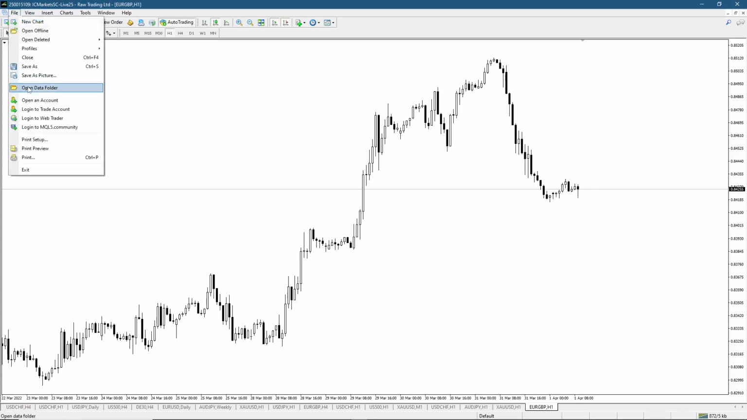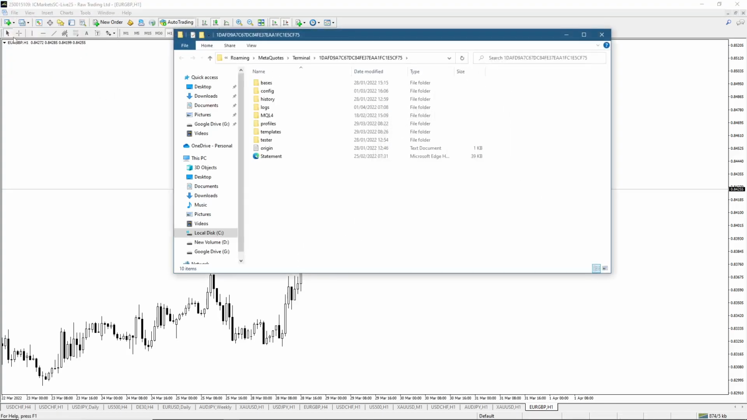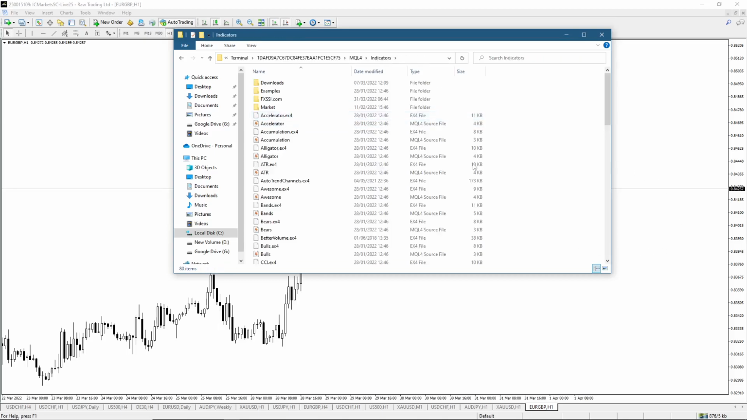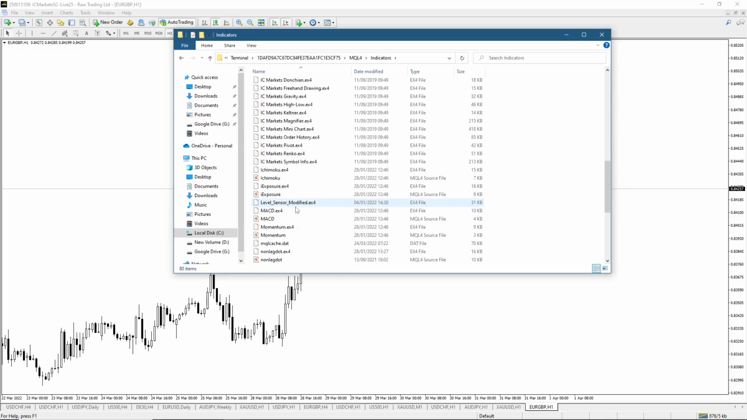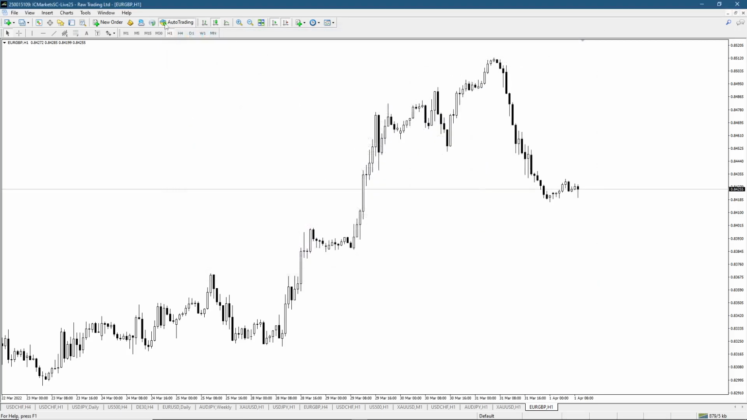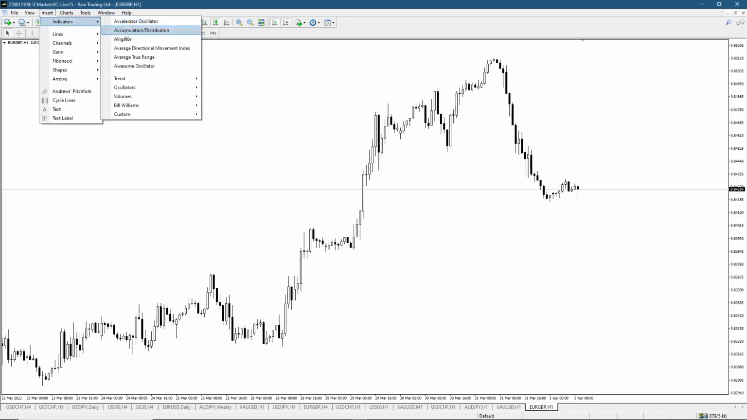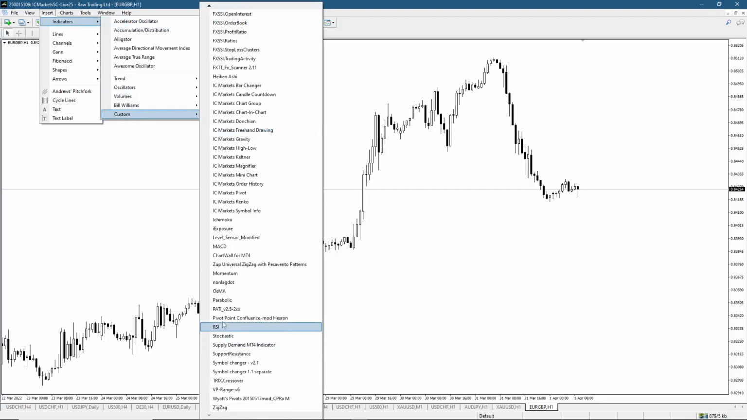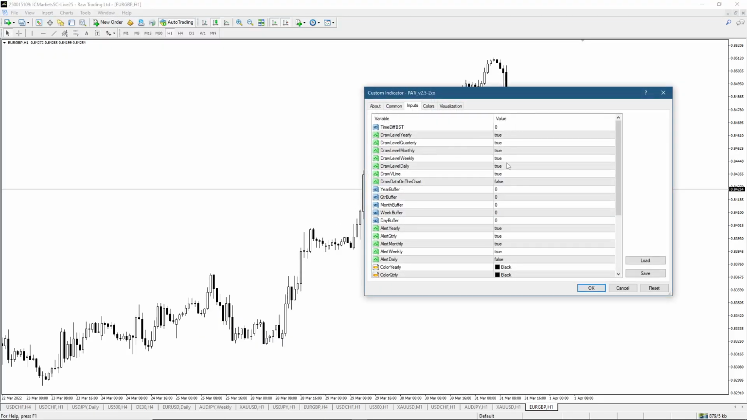if you don't know where to put them, it's file, data folder, MQL4, indicators. Just put the Patty indicator in here. There. Just put it in there. Dead simple. And then we're going to attach to chart, custom, Patty. Keep the default values.